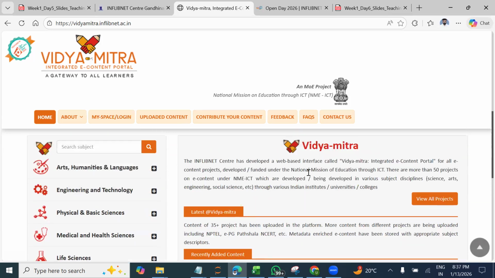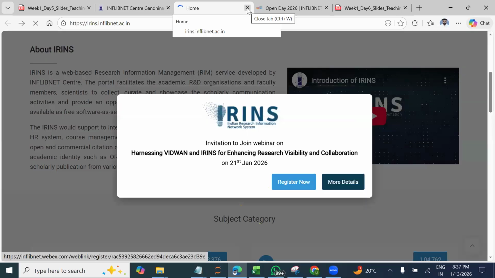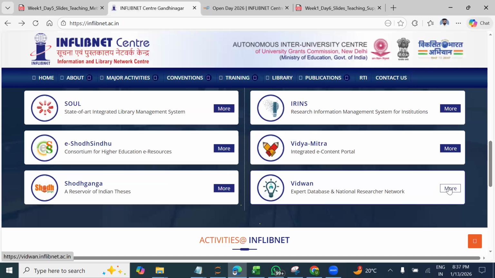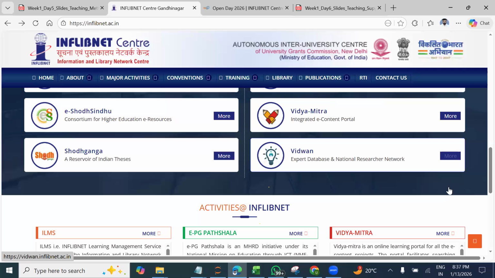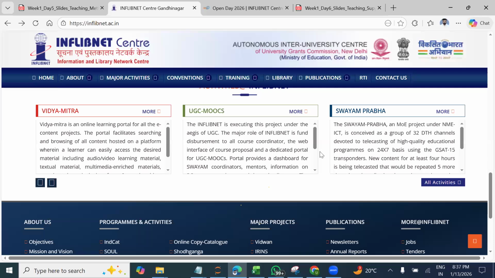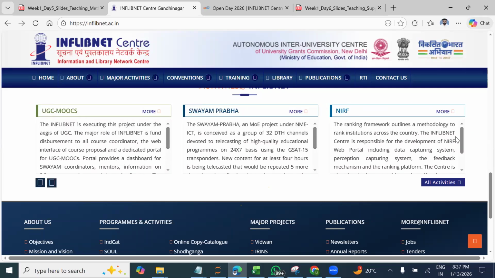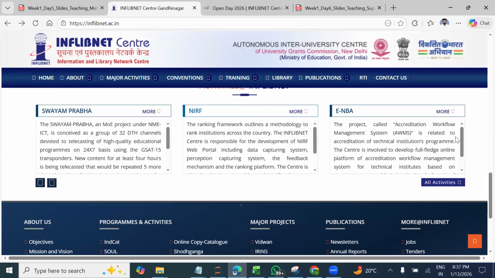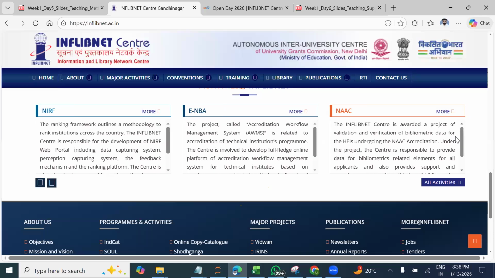This is an excellent resource, so you should know this also. Then next we will go to Vidwan. Vidwan is again the same, it is an expert database on various fields. Then you can go like all this, like already we have discussed Swayamprabha, then NIRF. What is NIRF? All these informations are there, so please visit this website.